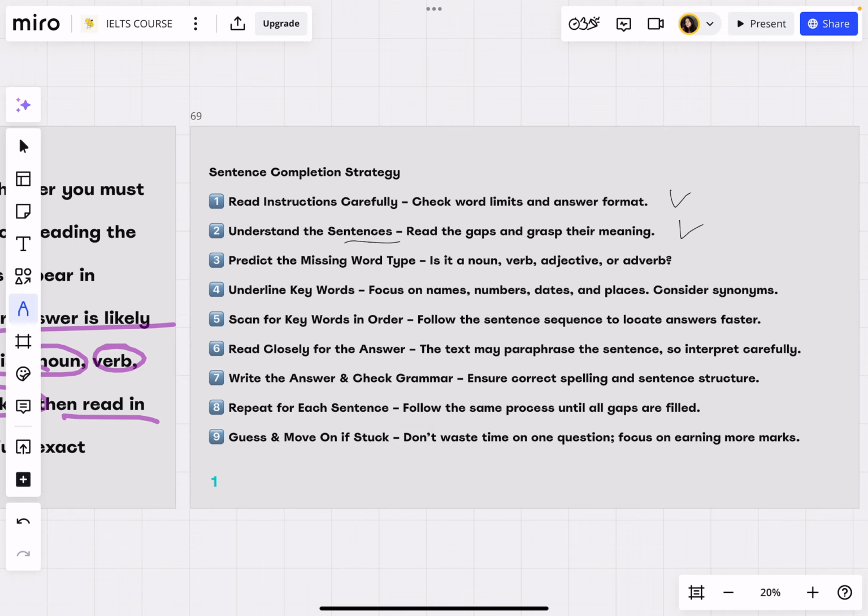Understand sentences, done. Now noun, adjective, done. Underline the keywords and names and details.